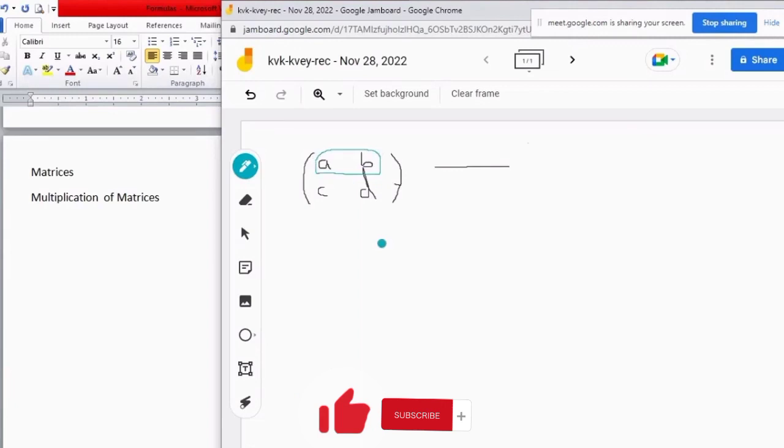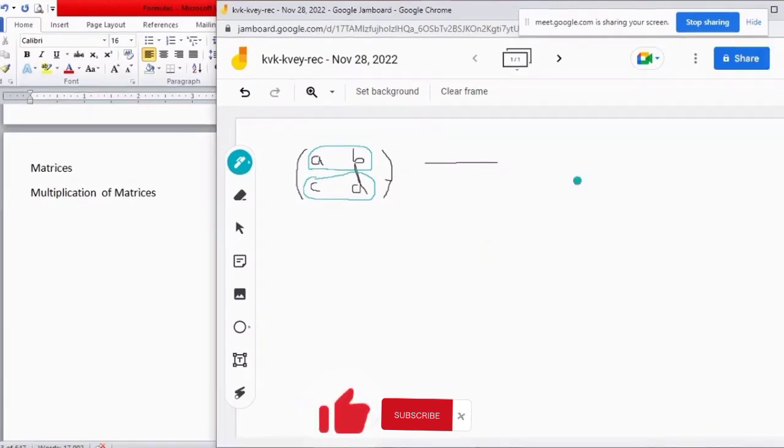So that's the first row there, and the first row has two letters, A and B. The second row has also two letters or elements, C and D, which means that this matrix has two rows. I'll say it again. This matrix has a total of two rows.